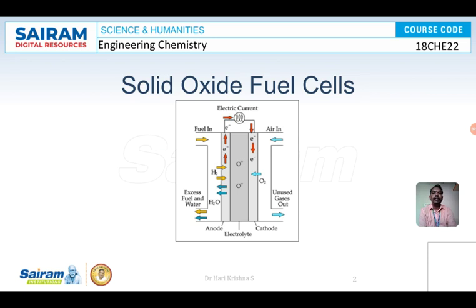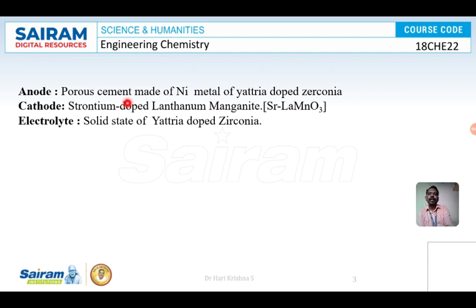I will repeat again. The anode used here is nickel coated with yttria doped zirconia, whereas the cathode is strontium doped lanthanum manganite. The electrolyte used here is solid state yttria doped zirconia. Since it's solid state, it is called a solid oxide fuel cell. As discussed, this is the anode, this is the cathode and this is the electrolyte used.